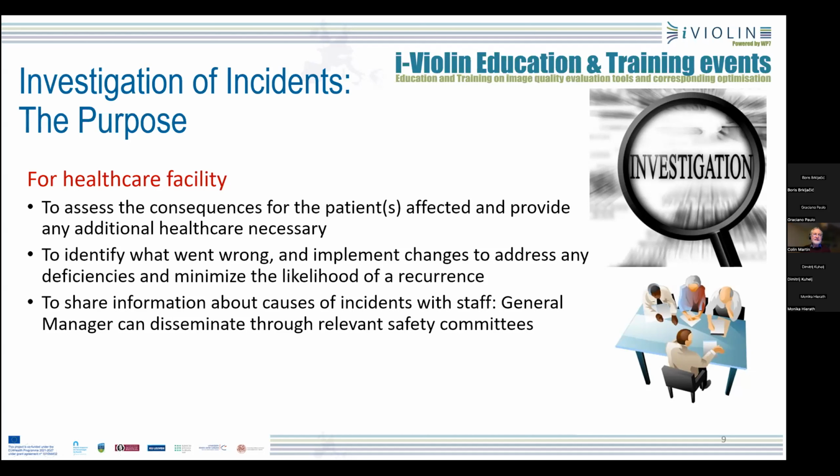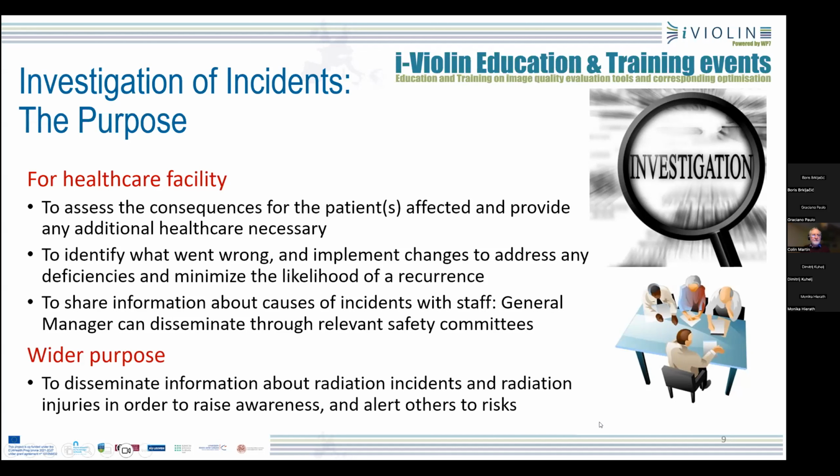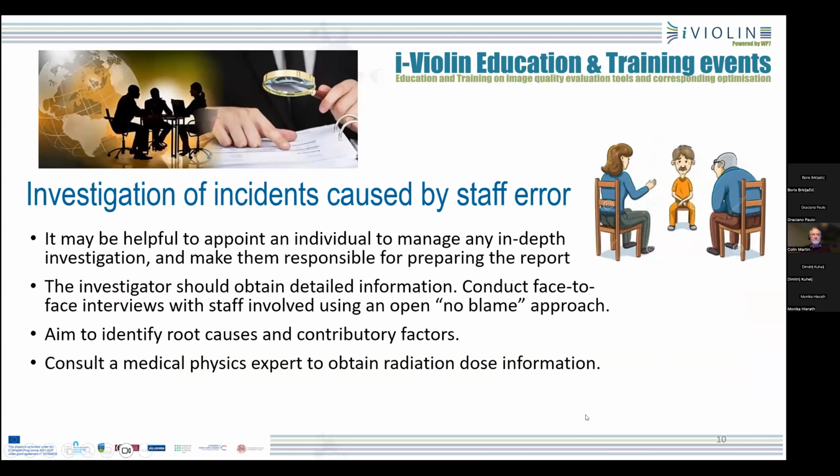So that information then needs to be shared with others. You need to share it with other staff, and probably the best way of doing that is through the general manager who can then disseminate it through the relevant safety committees. It needs to be done in a structured way so that the correct people are informed. But there might also be a wider purpose depending on the severity of the accident. It might be to disseminate information about radiation incidents and radiation injuries in order to raise awareness and alert others with similar equipment that might have the same thing occur.